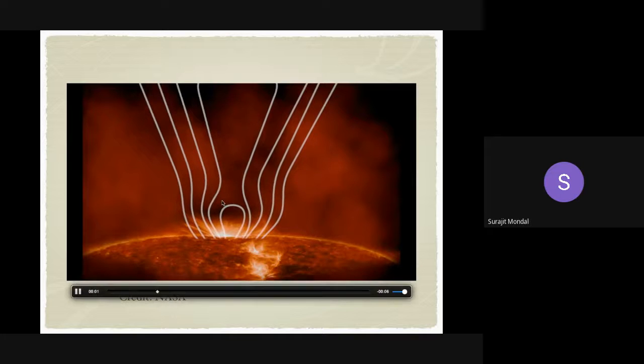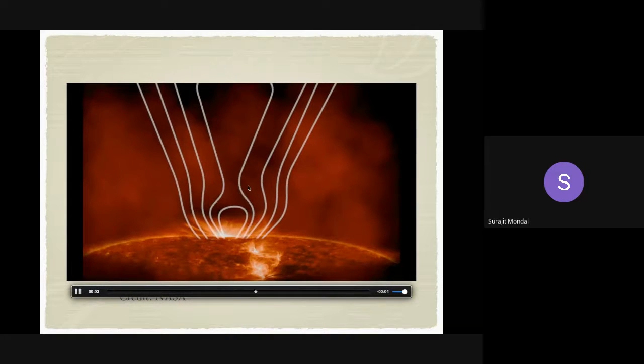Angled magnetic field lines to explosively snap and realign, shooting out particles and energy.